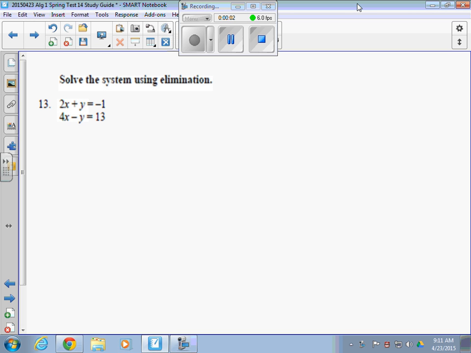Okay, this is Algebra 1, test for week number 14. Picking up, this is part number 2. We're picking up with number 13. It says solve the system using elimination.